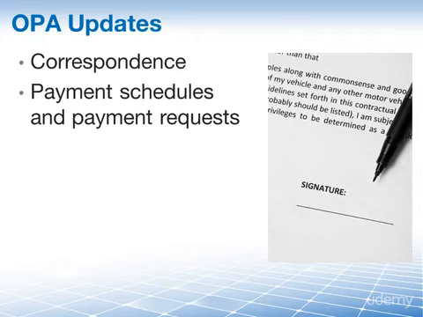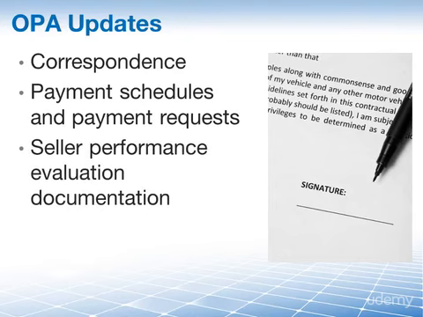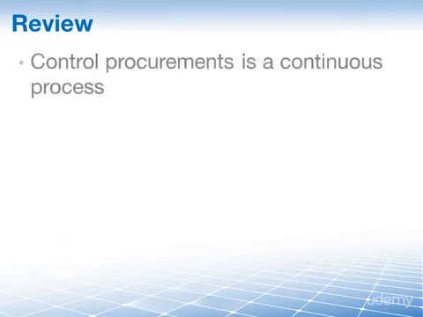And the third update to the organizational process assets is the seller performance evaluation documentation. This documents how well the seller has performed on your current project, on your current procurement, so that your information can be used as input for future projects, future procurements, when we are maybe going to use that same seller again. Let's review. Control procurements is a continuous and iterative process.